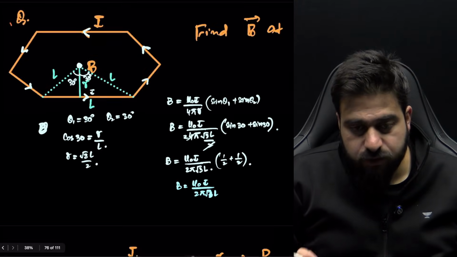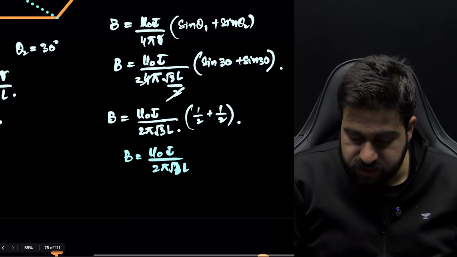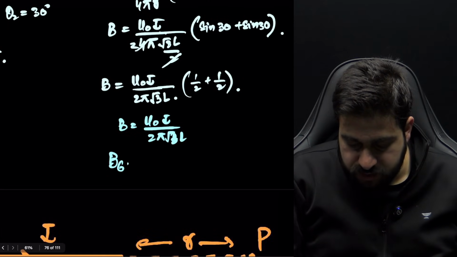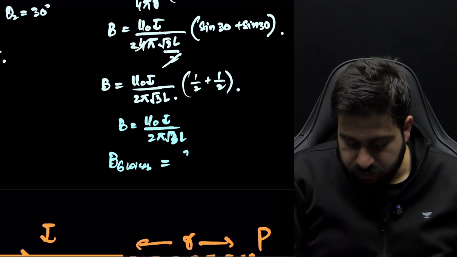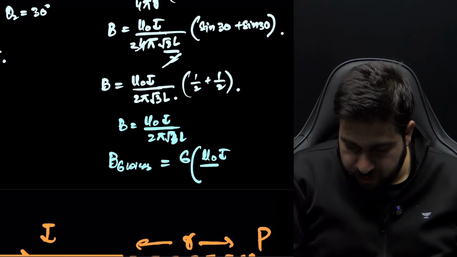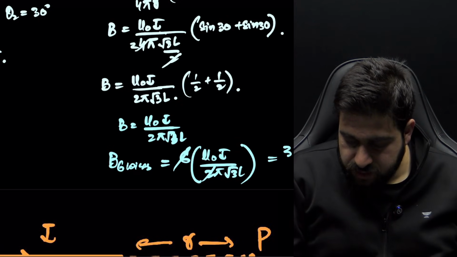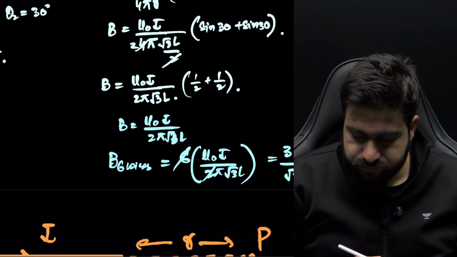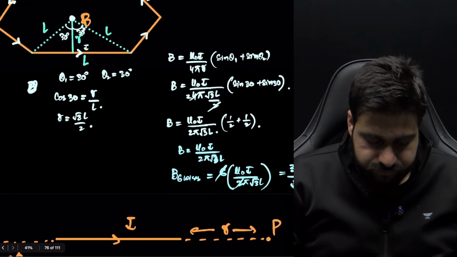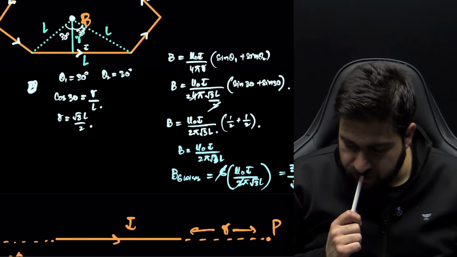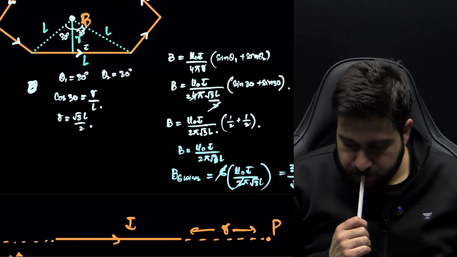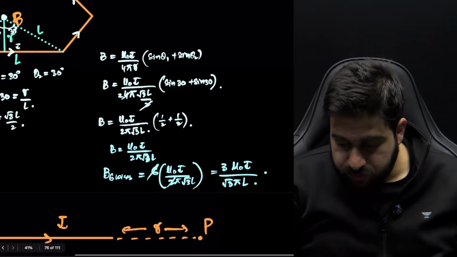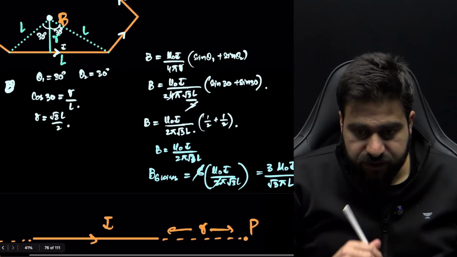This is the magnetic field due to one wire. But how many wires are there in total? 6. So the magnetic field due to 6 wires will be 6 times mu naught I divided by 2 pi root 3 into L. 2 ones are 2, 3s are 6. So this will be 3 mu naught I divided by root 3 pi into L. So this will be the net magnetic field in this particular case.